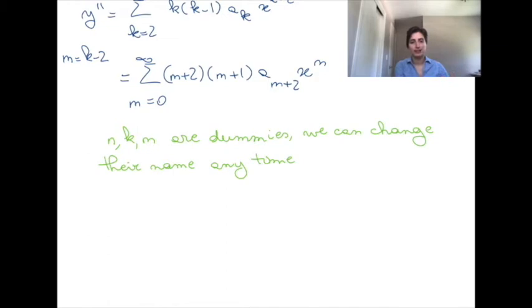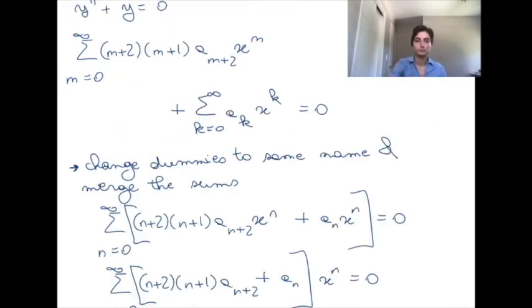n, k, and m are all dummies. They only live within the sum that we're looking at. So we can change their names anytime we want. We can also, as you have seen, change their values. And as long as they're all coherent all the time, this is something we can do.